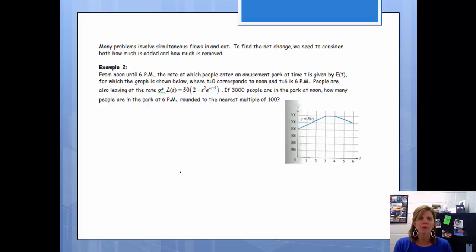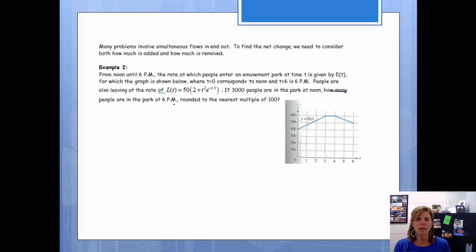So let's take a look at this example. From noon until 6 p.m., the rate at which people enter an amusement park at time t is given by E of t, for which the graph is shown below, where t equals 0 corresponds to noon and t equals 6 is 6 p.m. People are also leaving at the rate of L of t equals 50 times the quantity 2 plus t squared e to the negative t over 5. If 3,000 people are in the park at noon, how many people are in the park at 6, rounded to the nearest multiple of 100?